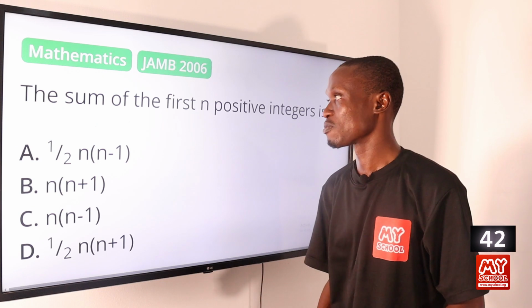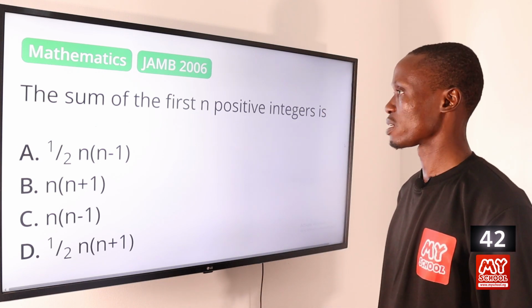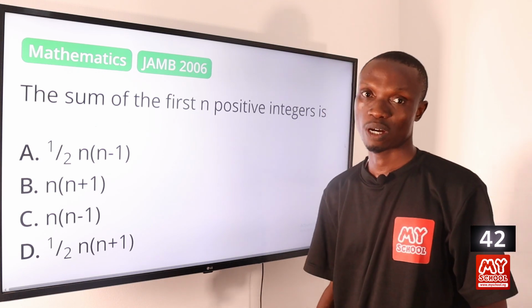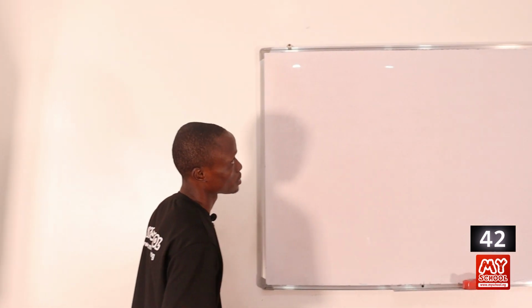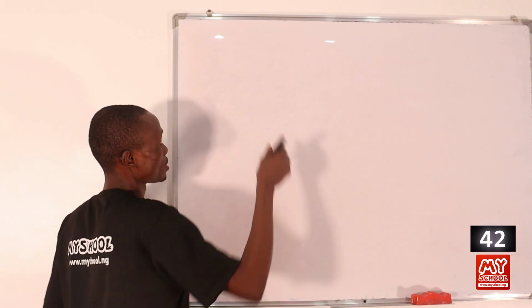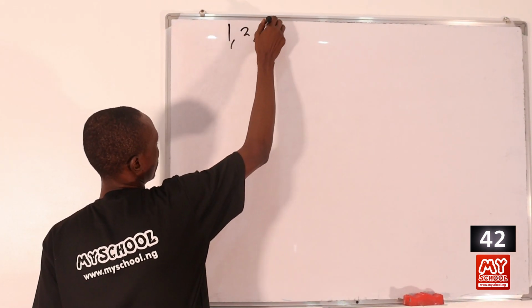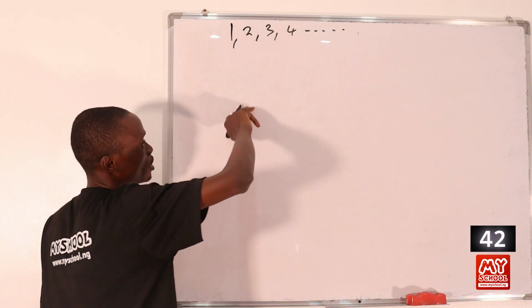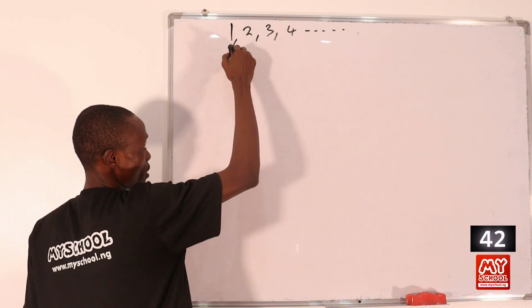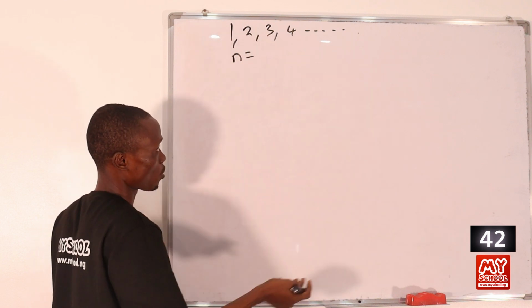Question 42. The sum of the first n positive integers is, so let's move over to the board to provide the answer to this question. So here we are going to say let the positive integers be 1, 2, 3, 4, etc, right? So here the number of terms still remains n. Okay, so n still remains the number of terms.